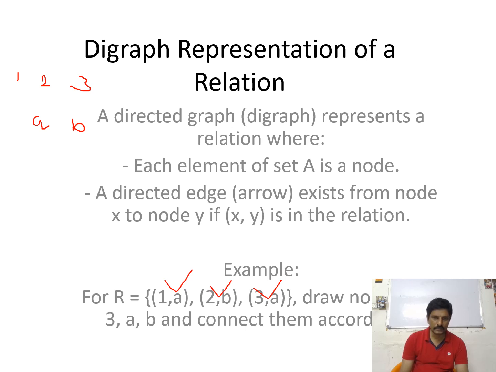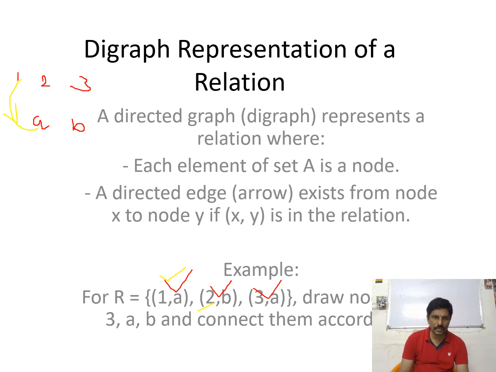1 comma A. Yes. Okay, 1 comma A is there. Therefore, we need to keep it, we need to represent it like this, and the arrow should go to A.